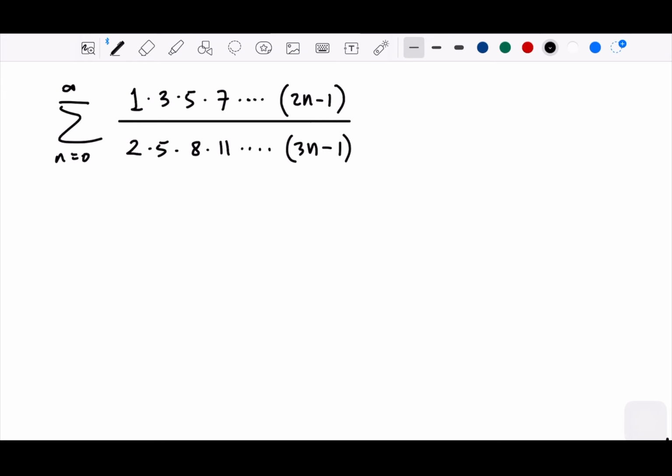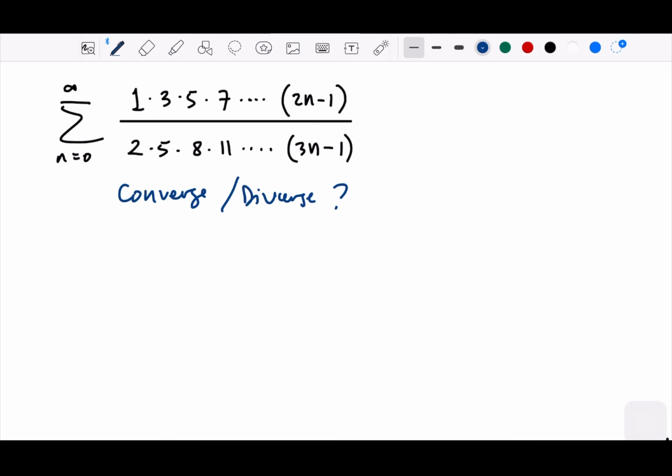This means it is going to multiply 2, 5, 8, 11, and another term here, and multiply until 3n minus 1. This also multiplies until 2n minus 1. Okay? So if the question is asking you whether it converges or diverges, I think many of you write the result as diverge. Do you think it's diverge? Okay, let's take a while here.